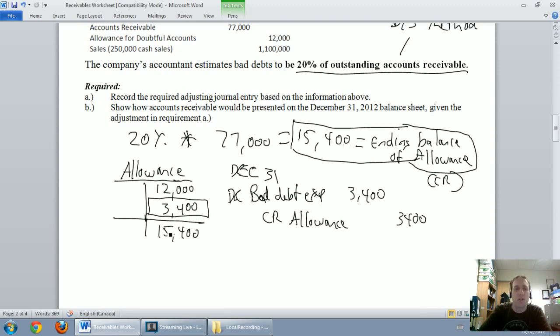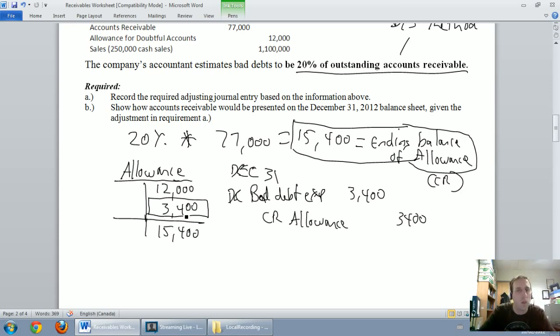That amount needs to go into a T account, and then we kind of work backwards to figure out our journal entry. So again, I knew I started with 12,000 in my allowance. I knew I had to end with a 15,400 credit balance. So to go from a 12,000 credit balance to a 15,400 credit balance, I credited 3,400. So I credit my allowance 3,400, debit bad debt expense 3,400. I've got a good entry.